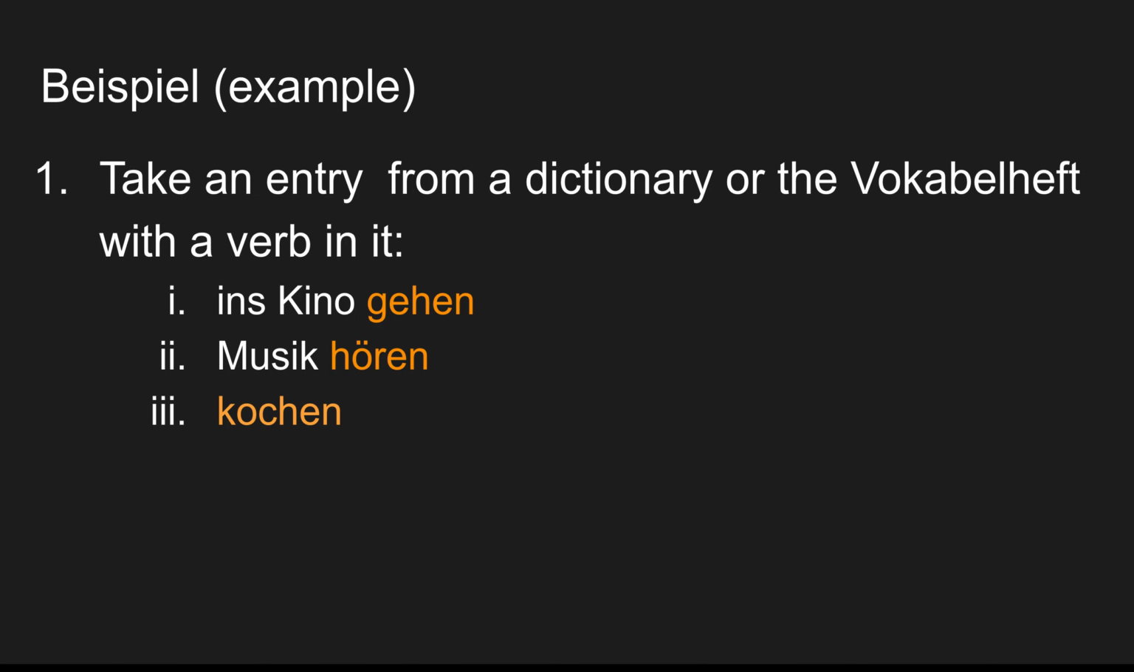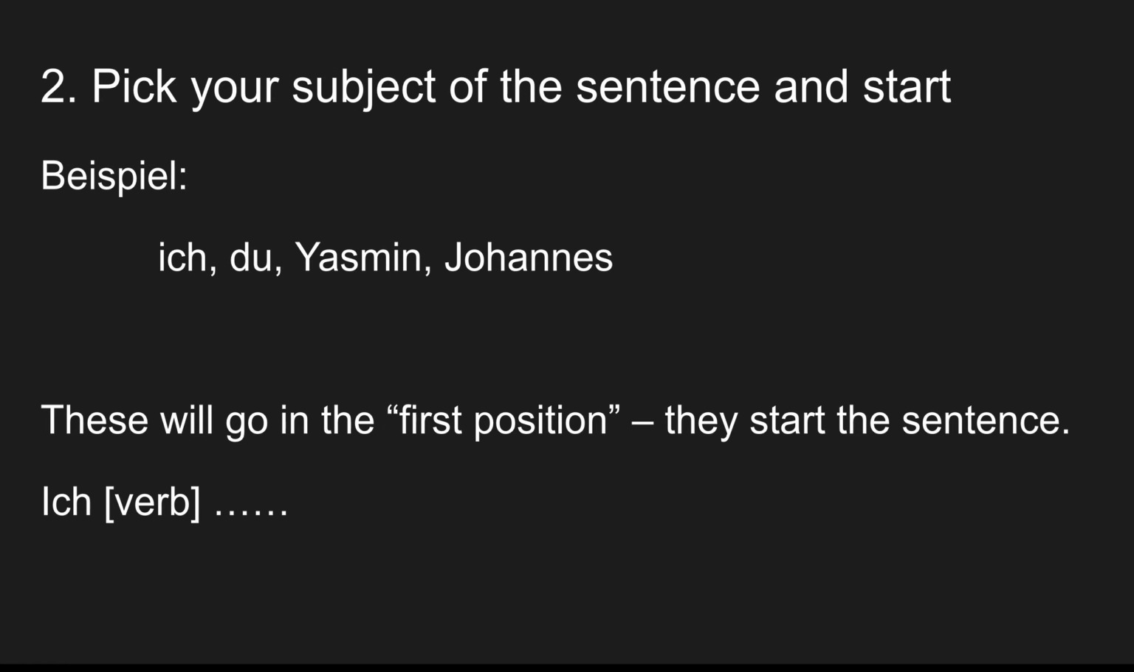What we're going to do next is pick the subject of the sentence and start there. Beispiele, or examples in German. It could be ich, which means I, or du, which means you, or it could be Jasmin or Johannes, or someone else's name. So a name or a pronoun to start the sentence. These will go in the first position. Basically, they're the item that starts the sentence, so we'll call that the first position. In the example I start to give here, we have ich in the first position, then the verb.